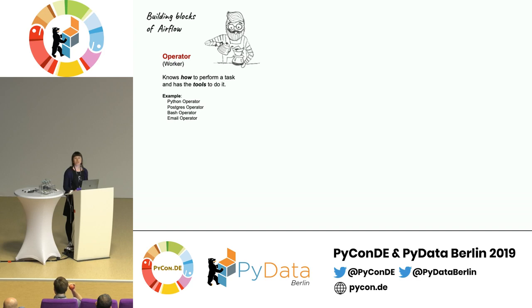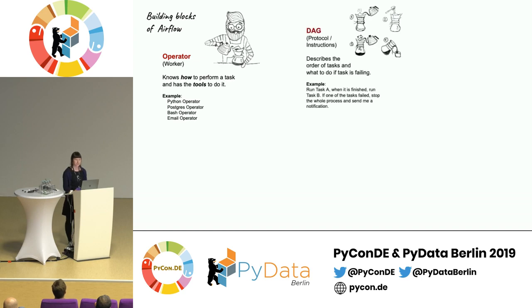You can think of it just like a worker, something that knows how to perform a task and has all the tools to make it, right? For example, specific for Airflow, you can have Python operator. It knows how to run Python code. Postgres operator knows how to connect to Postgres database and run SQL queries there. Bash operator knows how to run bash commands, etc., right?